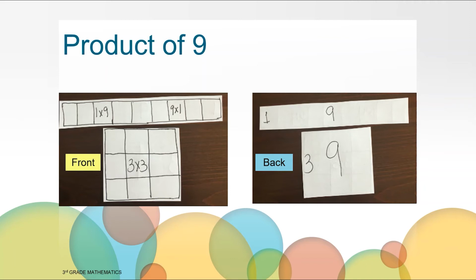For the product of 9, there are 2 different arrays. The first is a 1 by 9 or a 9 by 1 array. And the second is a 3 by 3 array. Your arrays should look similar to the one shown here.